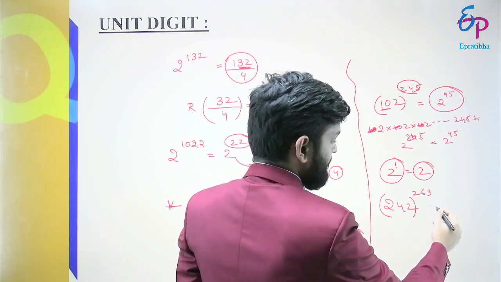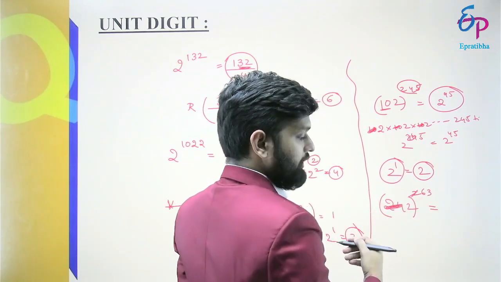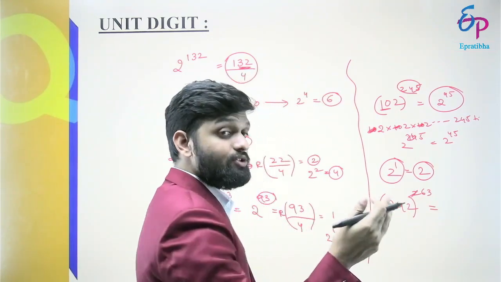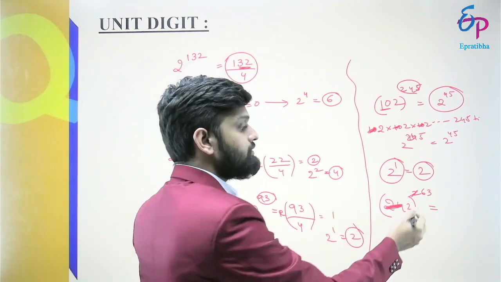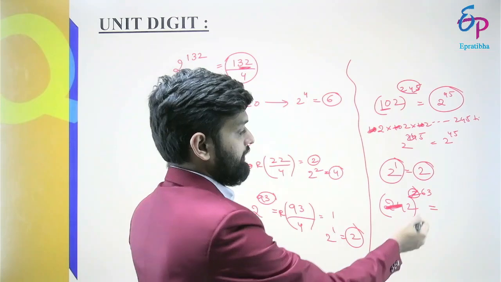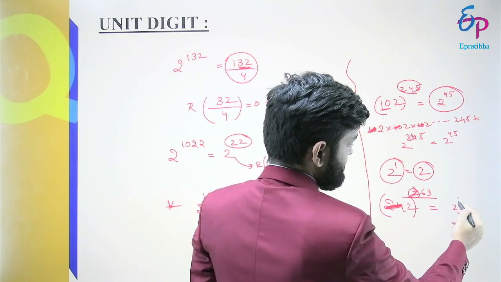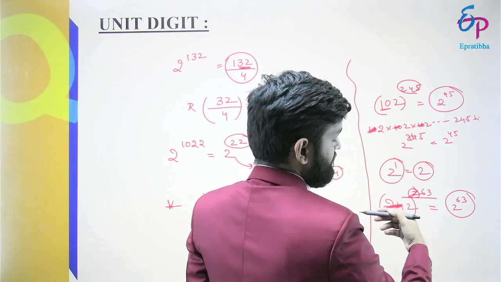I don't want these two numbers here, and I don't want this number here. These two numbers follow a unit digit shortcut, and this one we should not take because it follows the divisibility rule of 4. So, 2 power 63. Now, what is the unit digit of 2 power 63?